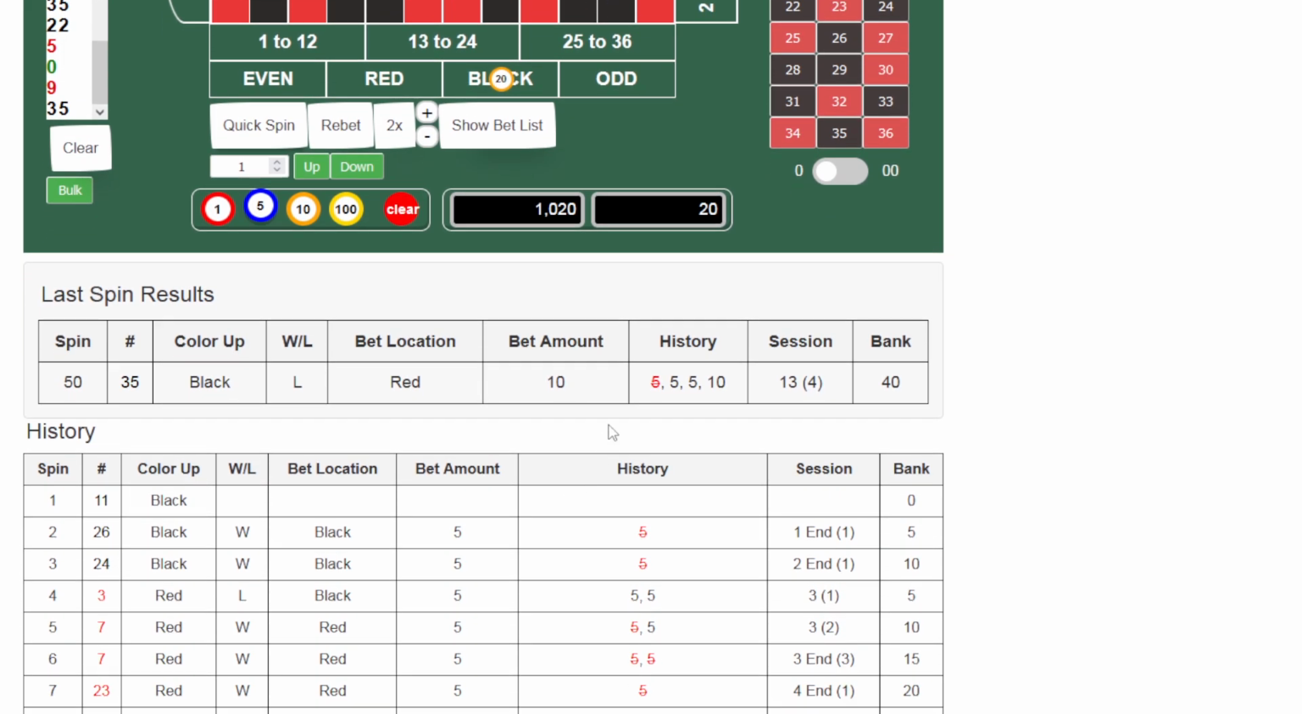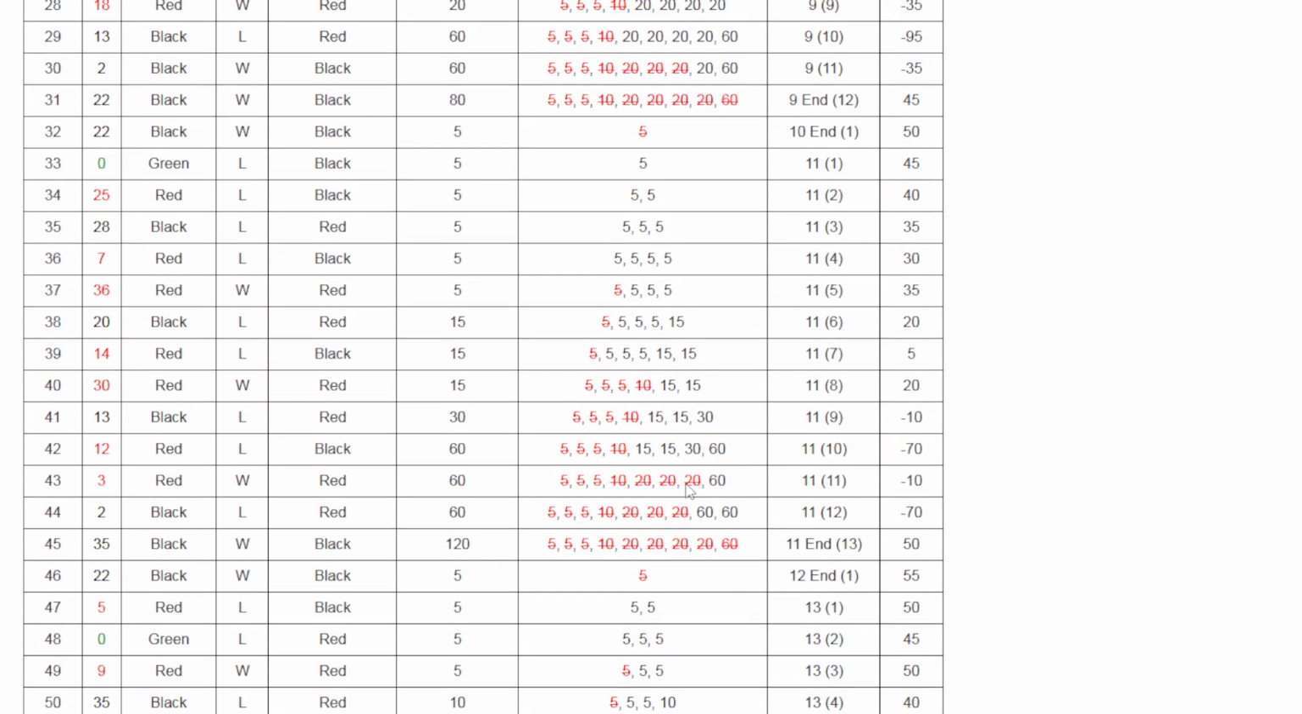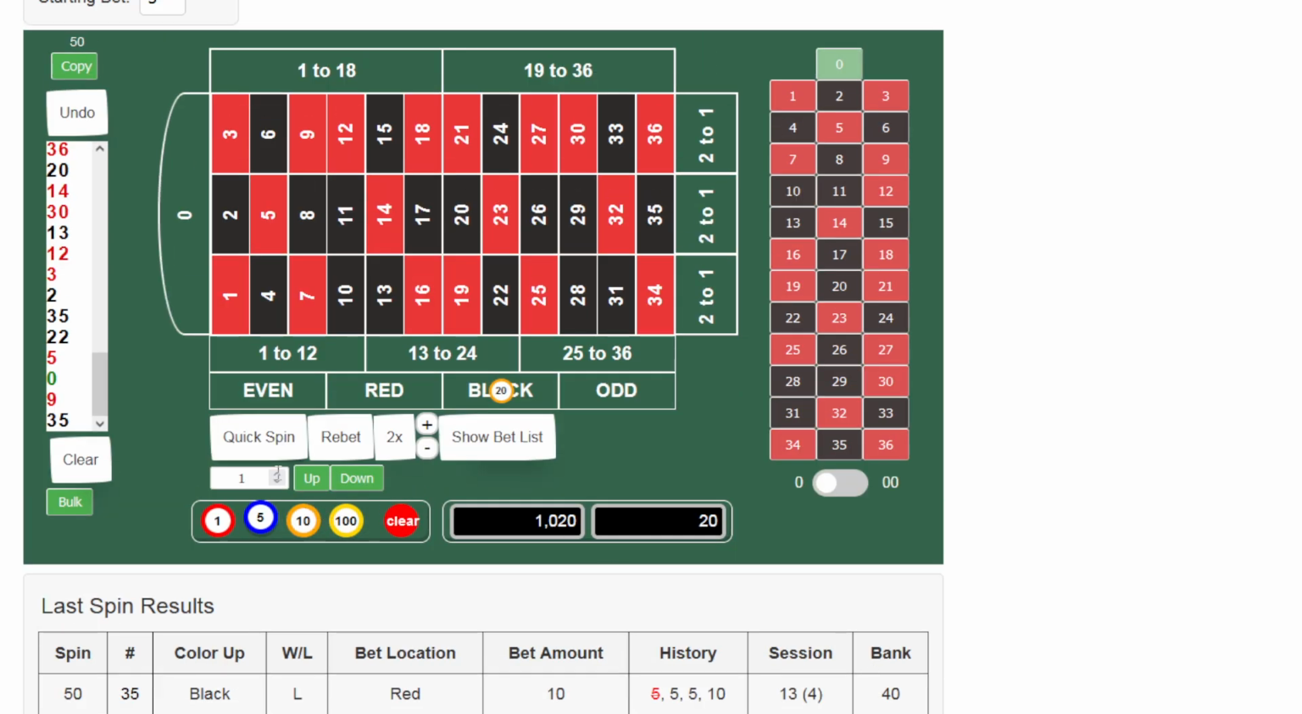Right, so 50 spins in. Let's see where we are. £1,000 starting balance. We're 40 quid up. 40 up. Let's do another 50.